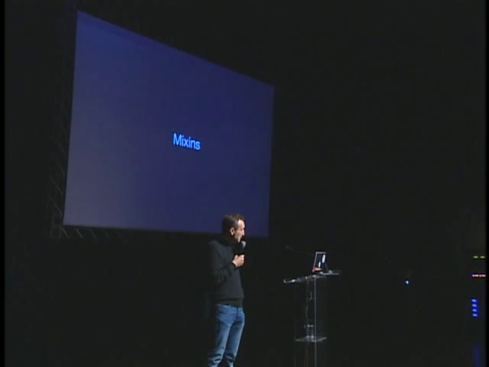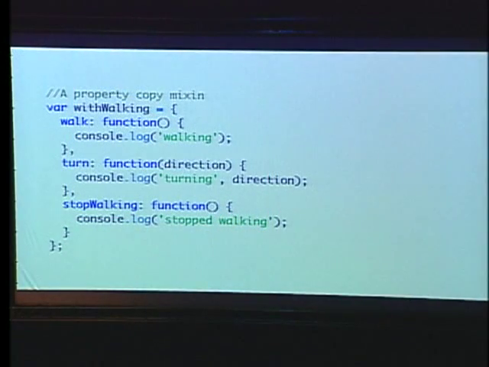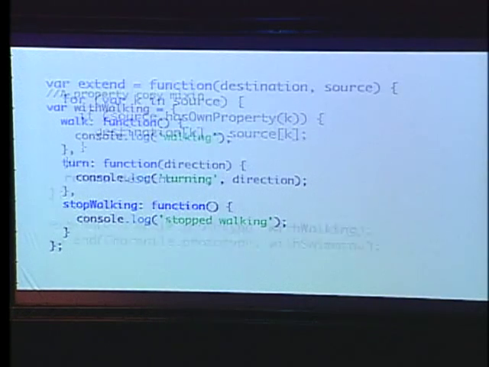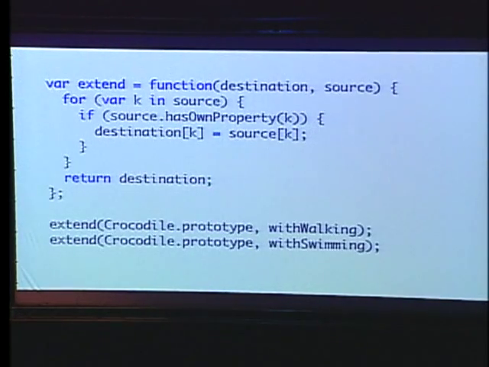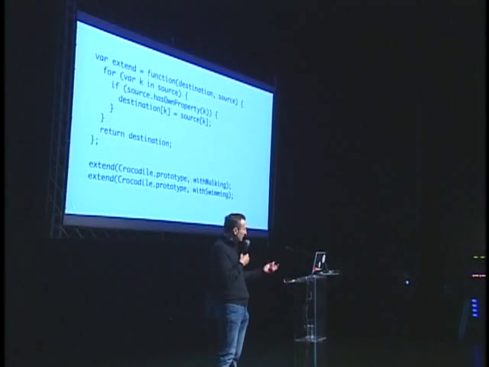So this is where mixins come in, and the mixin in its most conventional form is just an object. So here's the withWalking mixin, which just defines a few methods that tell you how to walk. And then to use this property copy mixin, you'll need an extend function, which is basically a clone, which just copies the properties from one object to another one. And now you can see we can make our crocodile walk and swim just simply by copying the contents of the withWalking mixin and the withSwimming mixin.